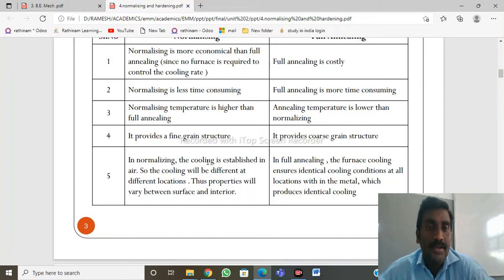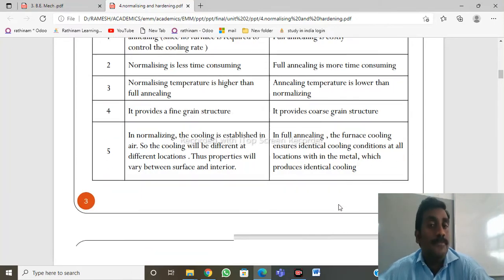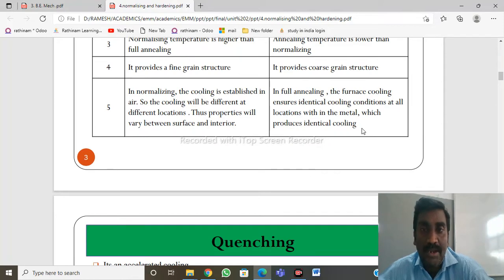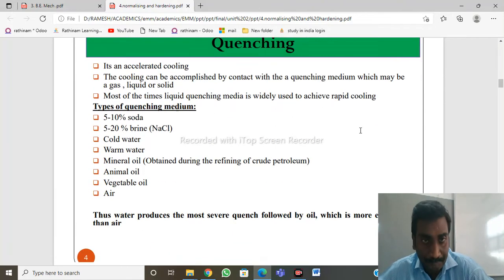In normalizing, the cooling is done in air, so the cooling will be different at different locations. Thus, the properties will vary from surface to interior. But in the full annealing process, the furnace cooling ensures identical cooling conditions at all locations within the metal. So the properties of the material are almost similar at the surface as well as in the interior.